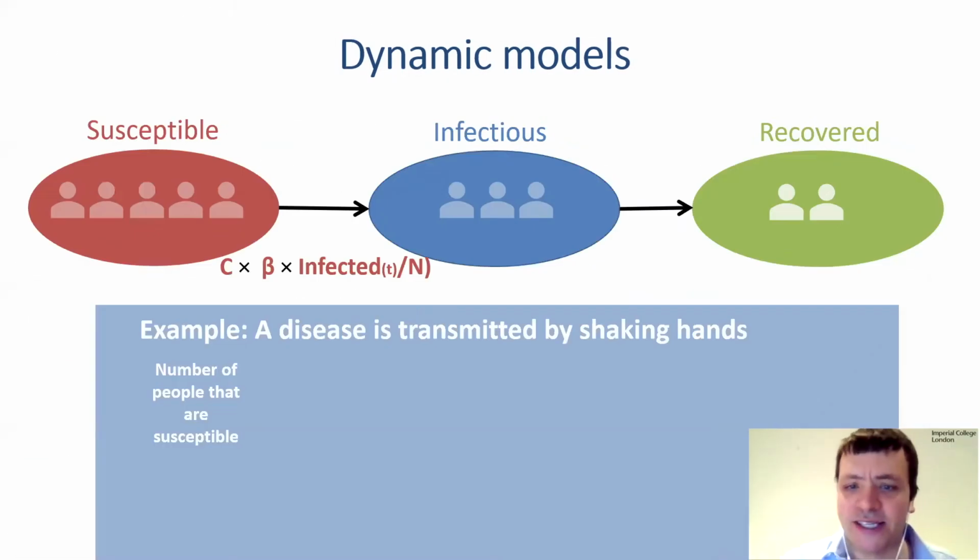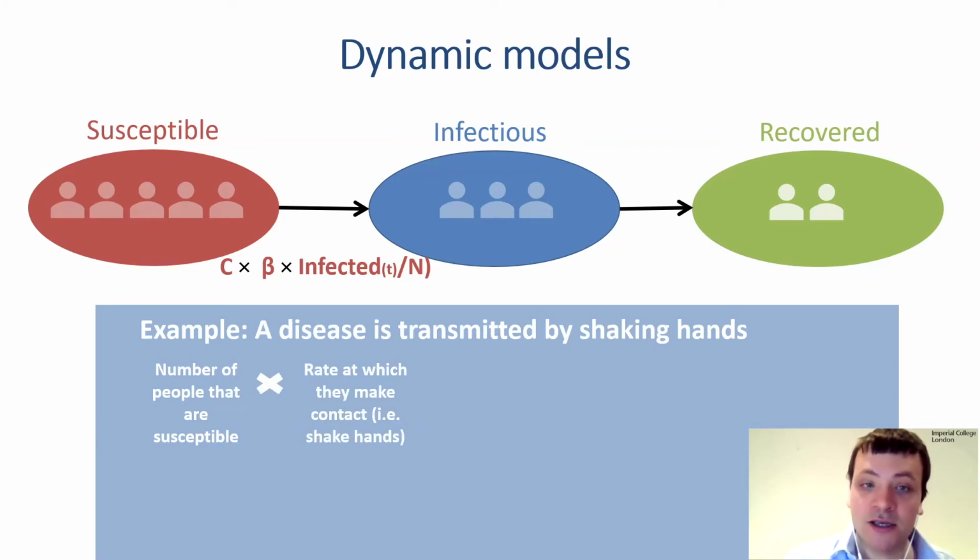Let's look at this with an example. Let's say there's a disease that's transmitted by shaking hands. The number that will become infected will be based on the number of people that are susceptible times the rate at which they make contact. So here it's the rate at which they shake hands with other people.